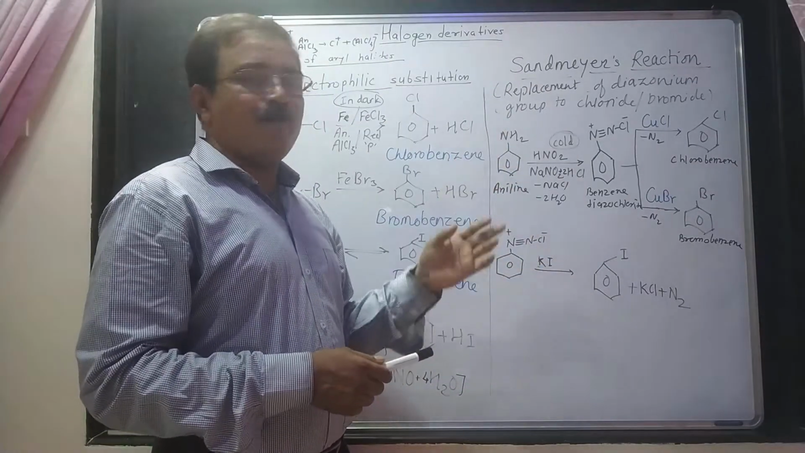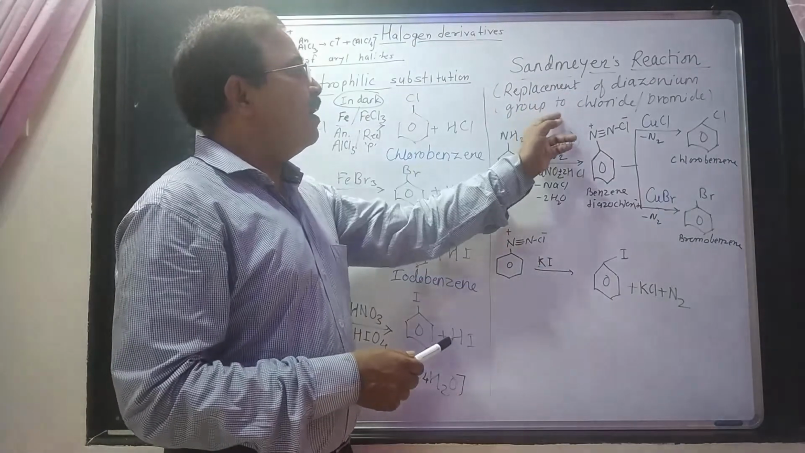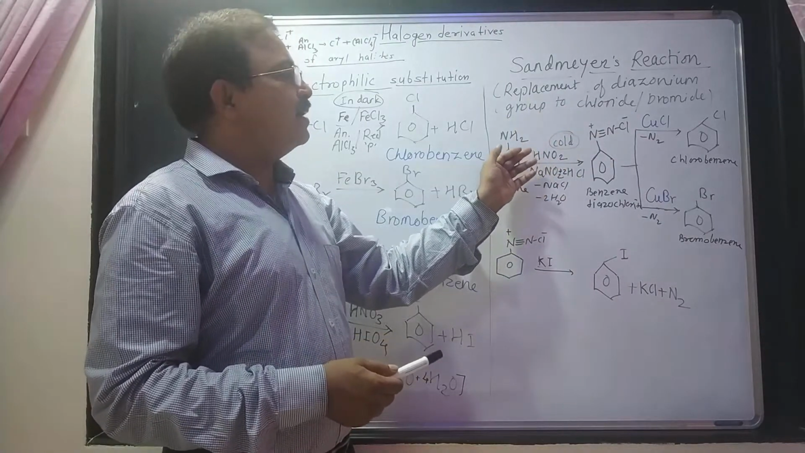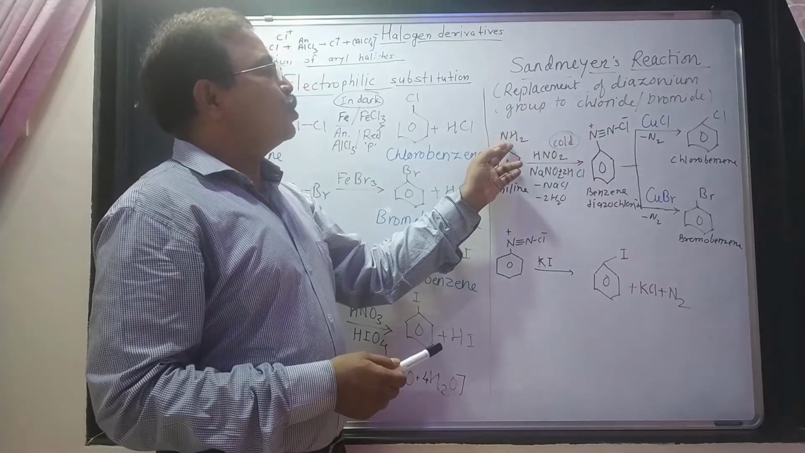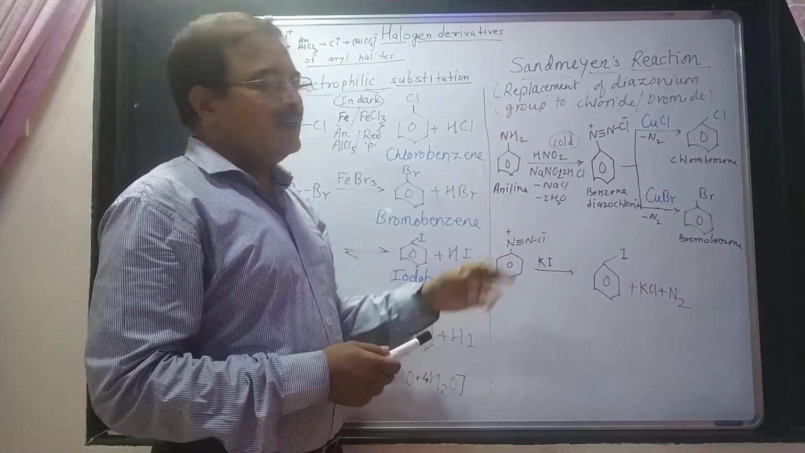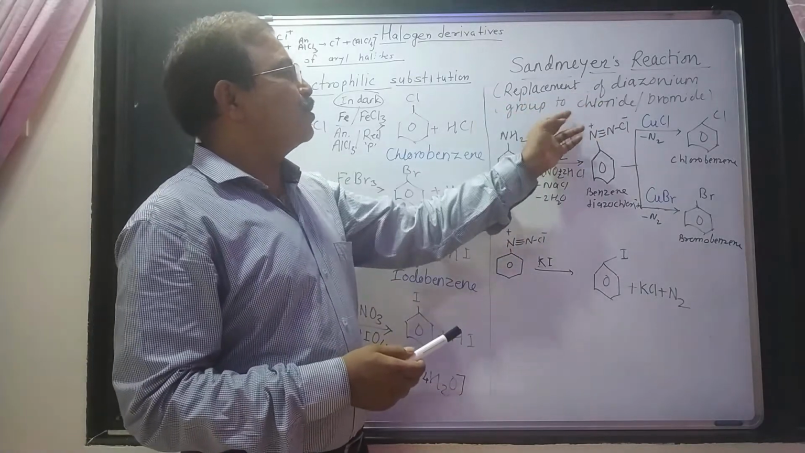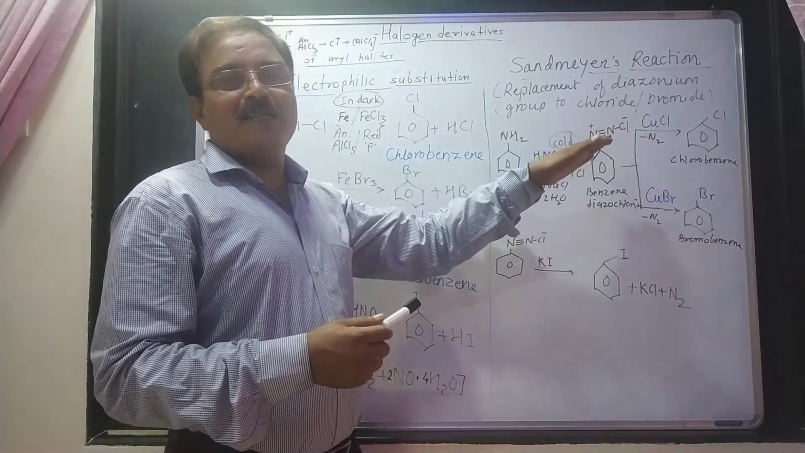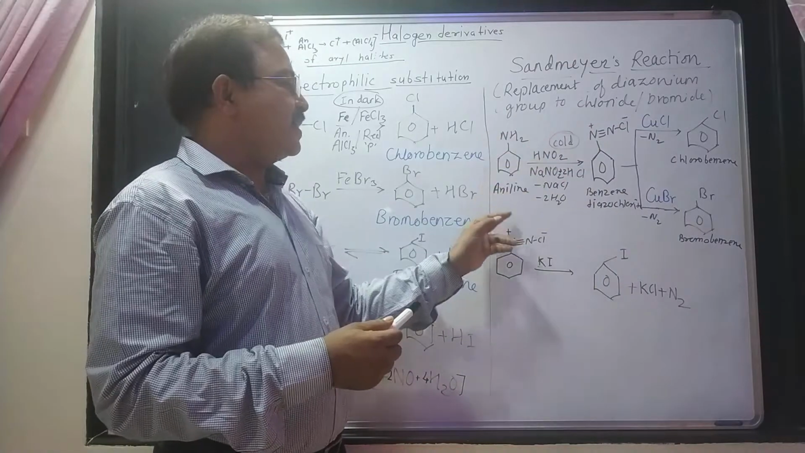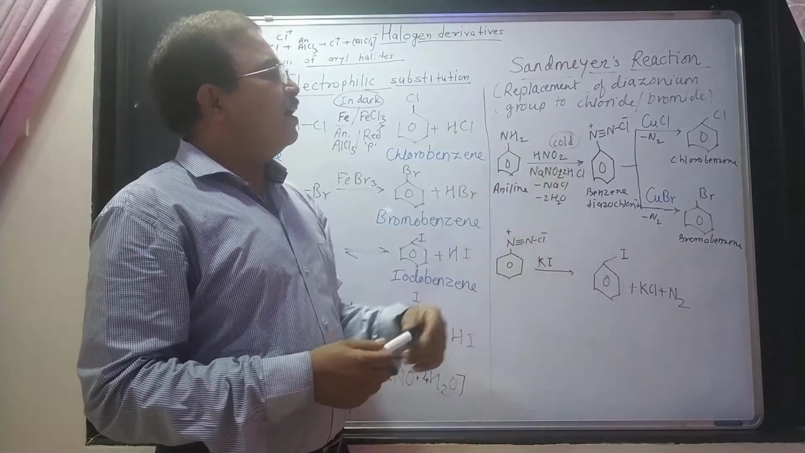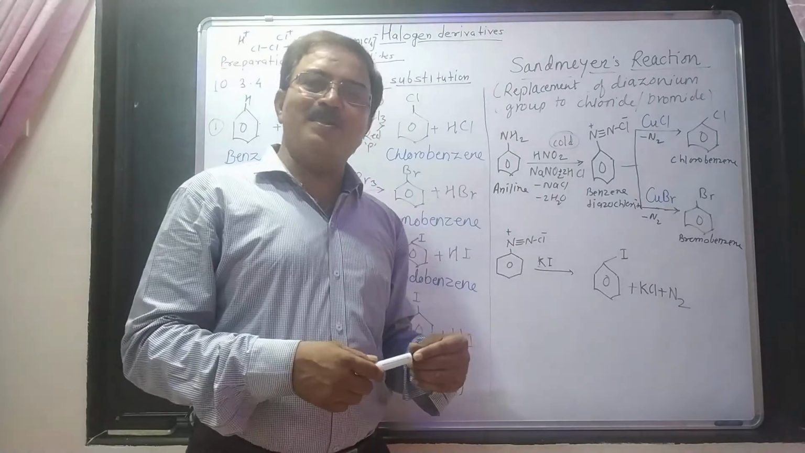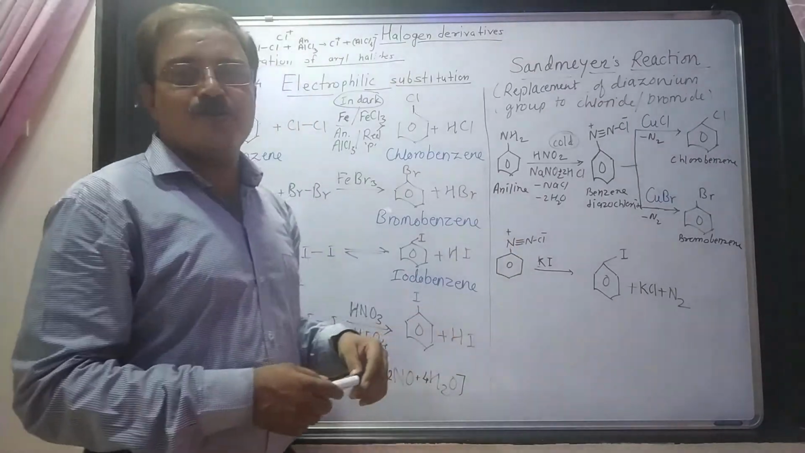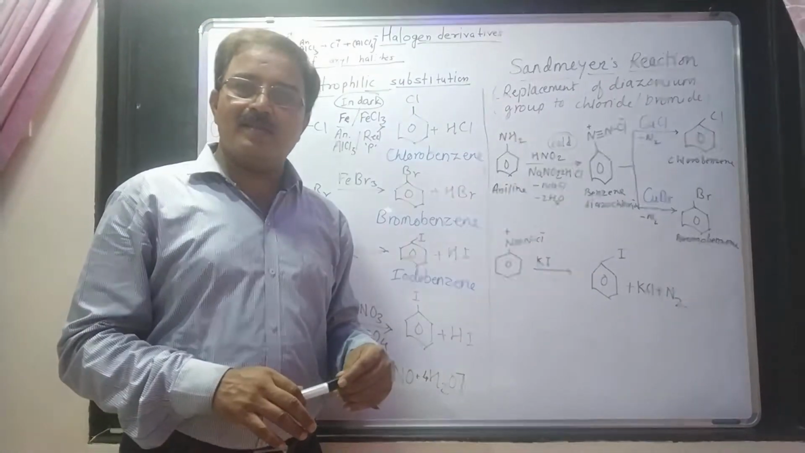The first sentence can be there. Option A will be replacement of a diazonium group by a chloride or bromide. Options B, C, D may be made wrong. B: replacement of an NH2 group by a chloride or bromide. C: replacement of a diazonium group by chloride or bromide in the presence of cuprous chloride or bromide will be called a Sandmeyer's reaction. And the last one, D: a conversion of benzene diazonium chloride into iodobenzene is called a Sandmeyer's reaction. So the correct option is C. In this way, multiple choice questions can also be asked on Sandmeyer's reaction.